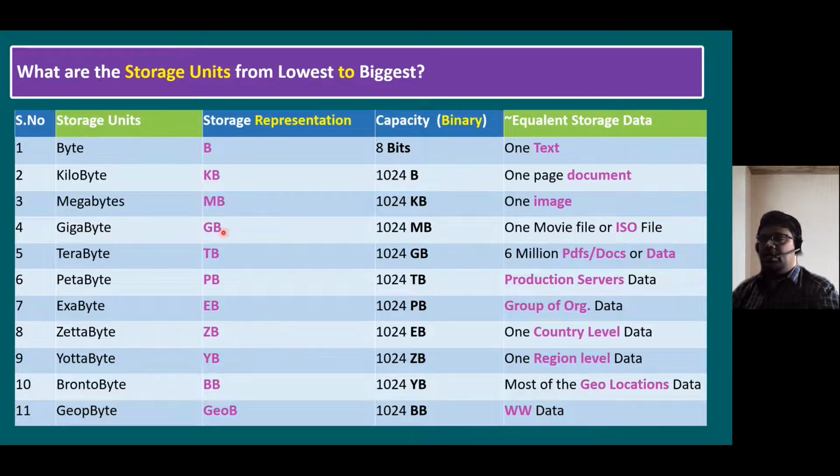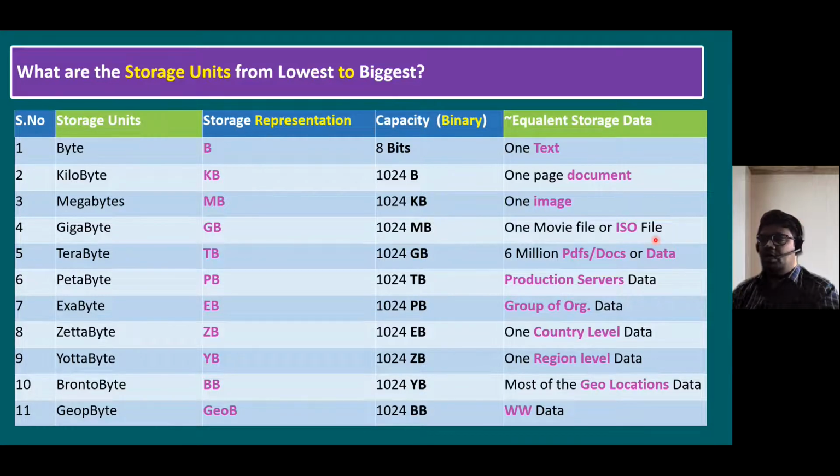And gigabyte is the size after the MBs; we can consider GB the biggest size so far. So gigabyte is equivalent to 1024 MB. And one movie file or ISO file, suppose you want to download a movie from any of the internet sites, normally if you want to copy one movie file to your pen drive, the movie file is in GBs.